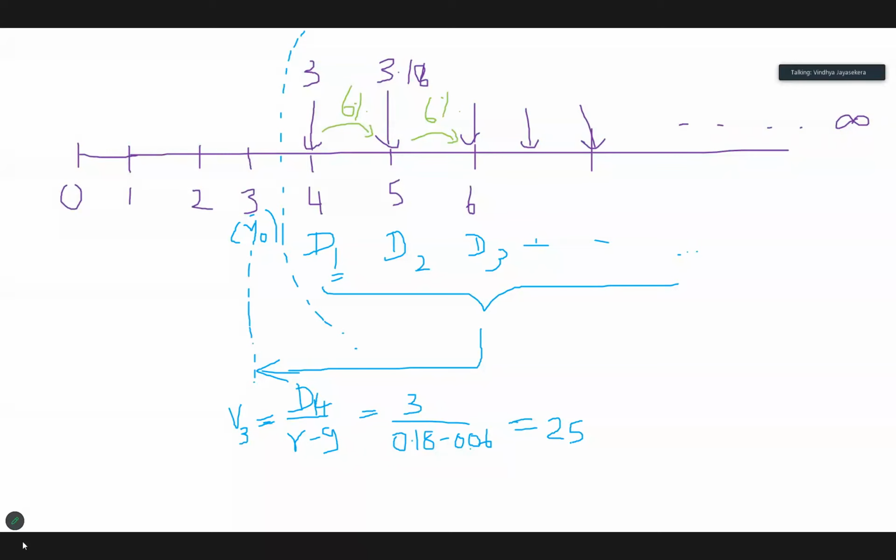Discount it for 3 years. 3 years, correct. So this V3, I have to discount for 3 years to bring it down to year 0. That means it's 25, I have to discount for 3 years at 18%.